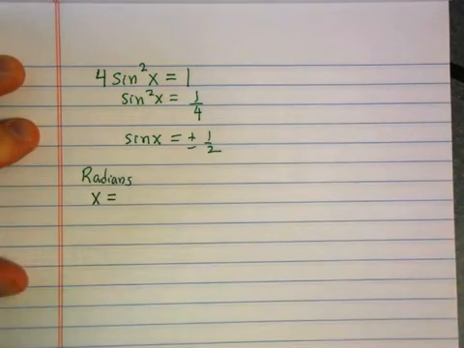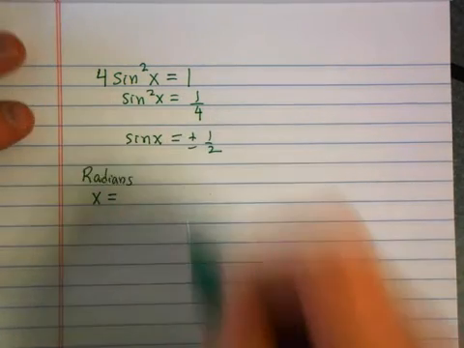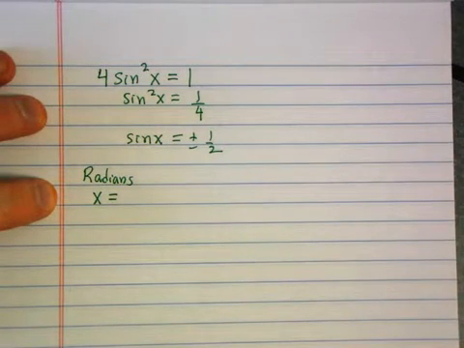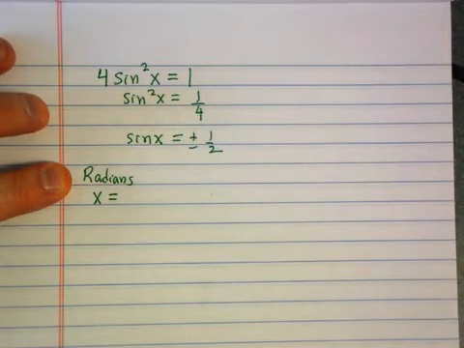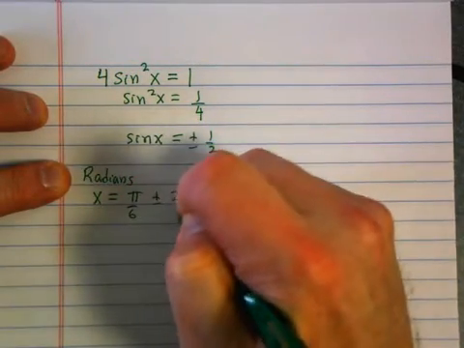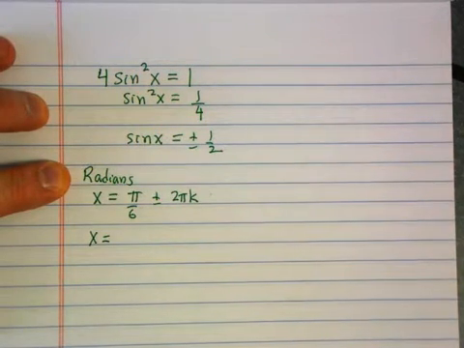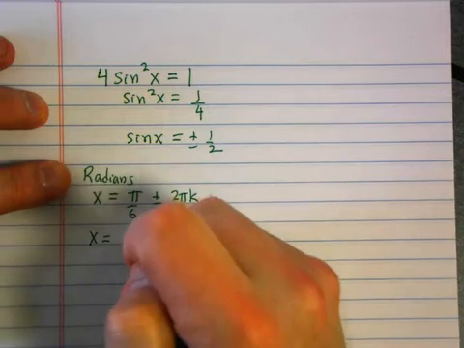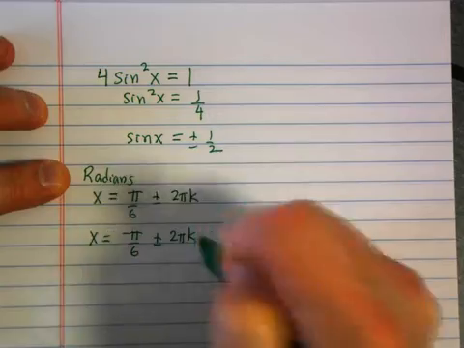X equals, what's the answer in quadrant 1? Pi over 6. Are you doing degrees first? They said do radians. I'm doing radians. I like radians. Pi over 6 plus or minus 2 pi k. How about the answer in quadrant 4? Negative pi over 6. You're catching on. Negative pi over 6 plus or minus 2 pi k.